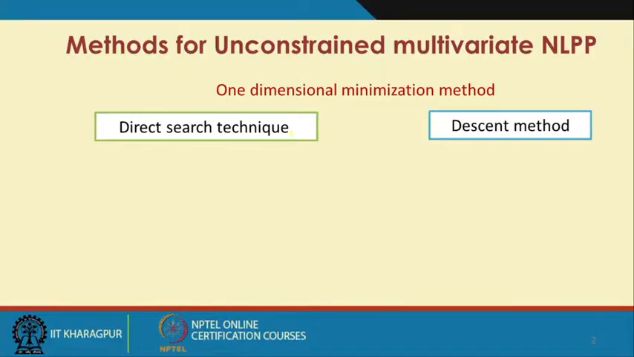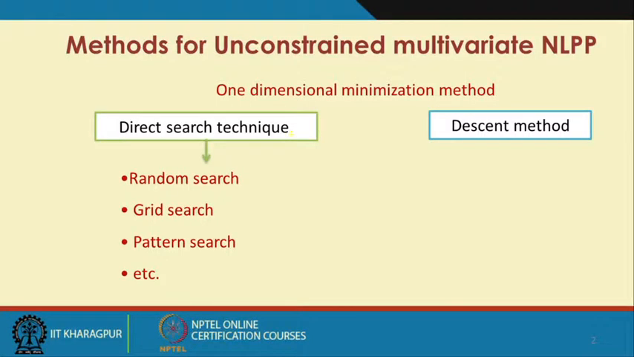There is a separate set of methodologies available for multivariate nonlinear programming problems. All the methodologies can be categorized into two types: the direct search technique and the descent method. Direct search techniques do not depend on the differentiation of the function, whereas the descent method is very much dependent on the differentiation of the function. That is why it is easily understandable. Descent methods are not applicable when the functions are discrete in nature.